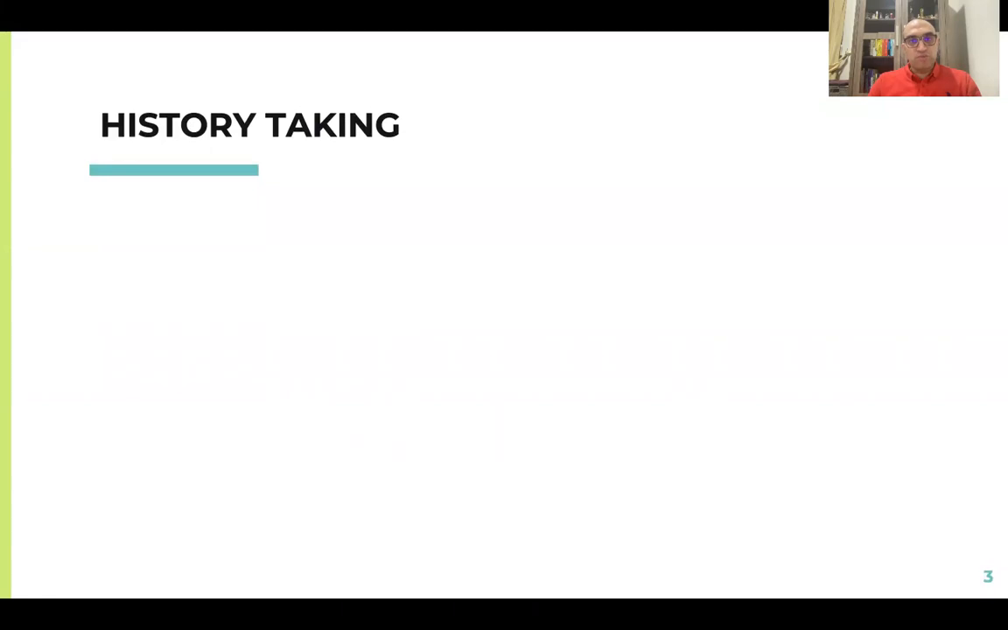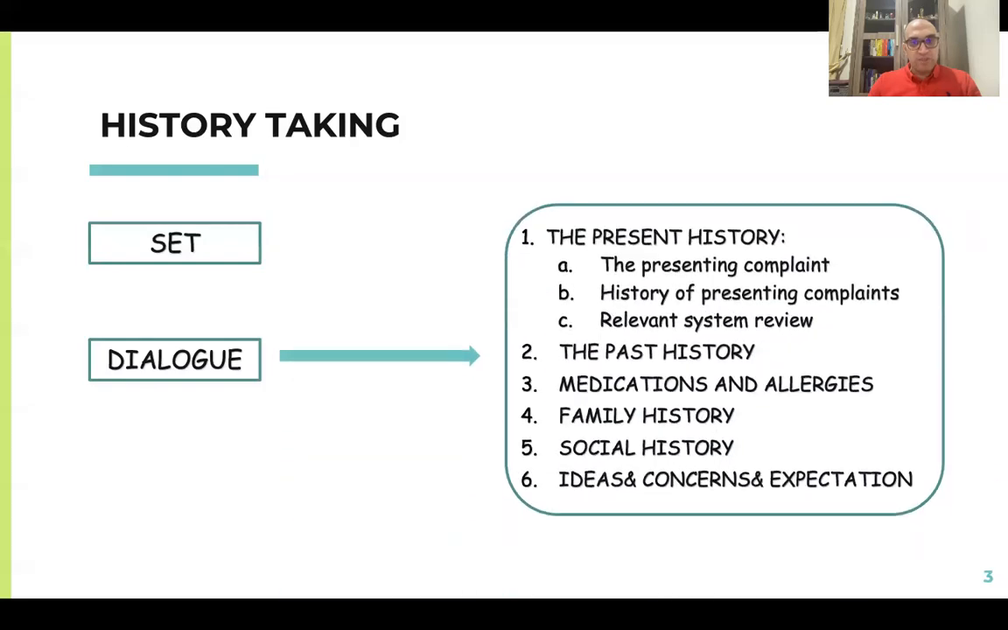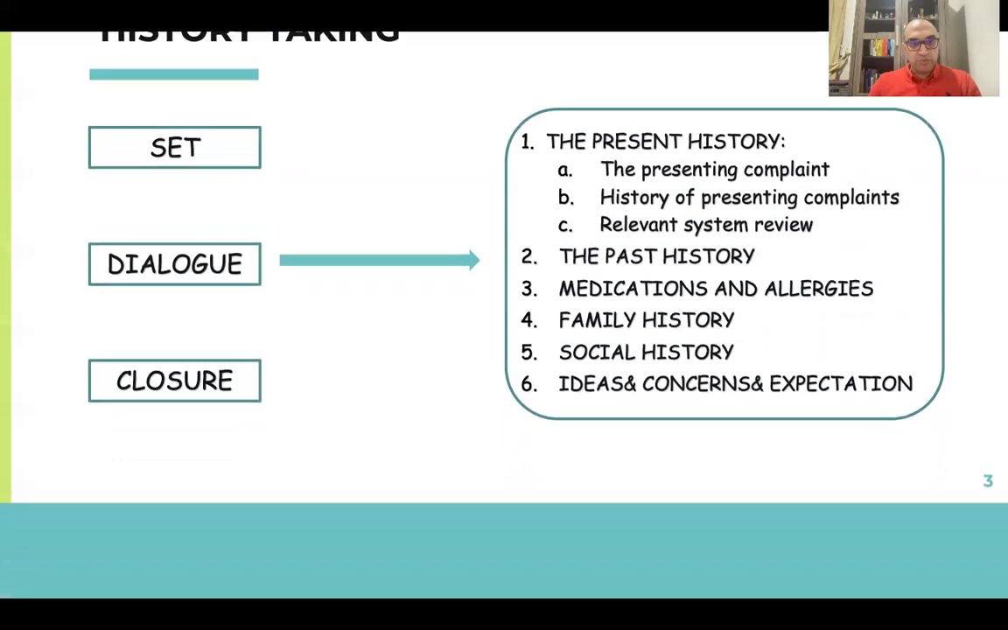For the general approach for history taking, it's three parts. The history taking station: first is the set, which is the introduction. Second is the dialogue, which consists of present history, past history, medications and allergies, family history, social history, ideas, concerns, and expectations, and lastly, the closure.